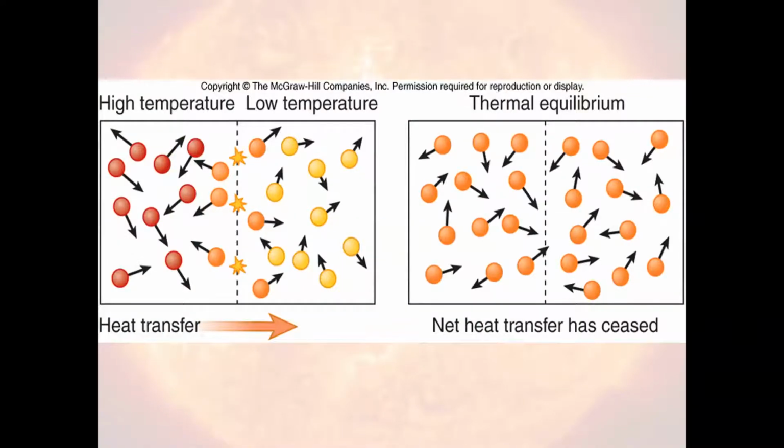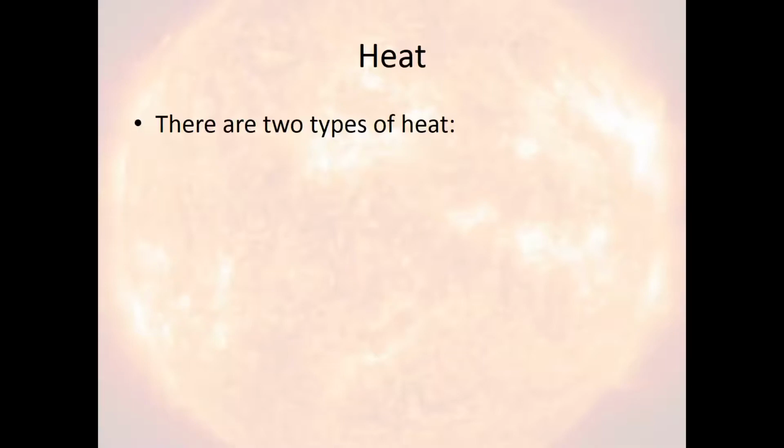So just an image of this. If you have two objects, a hot object and a cooler object, heat will transfer from the hot object to the cool object. And then eventually, the two objects are in thermal equilibrium. Heat transfer has stopped.